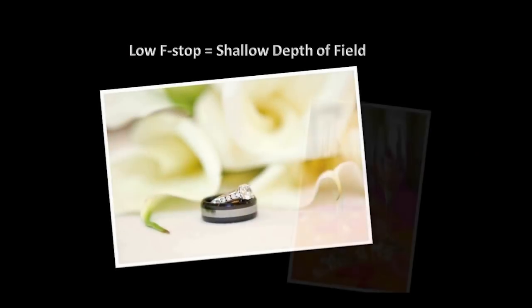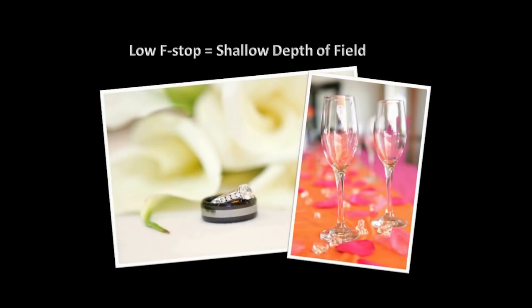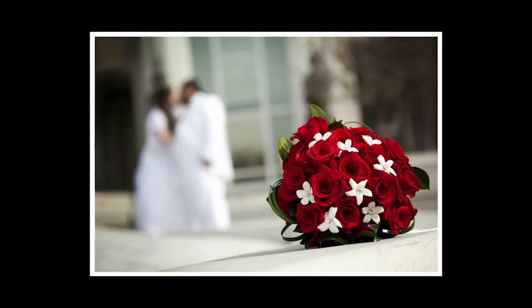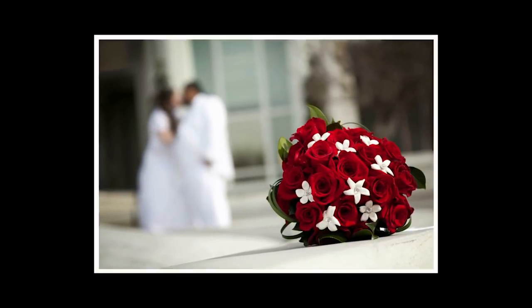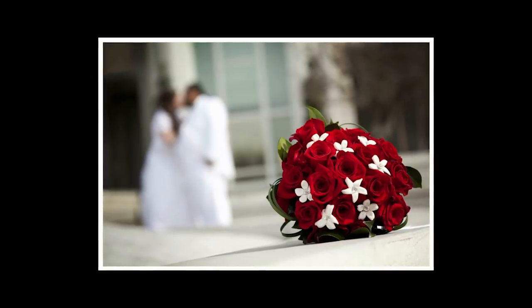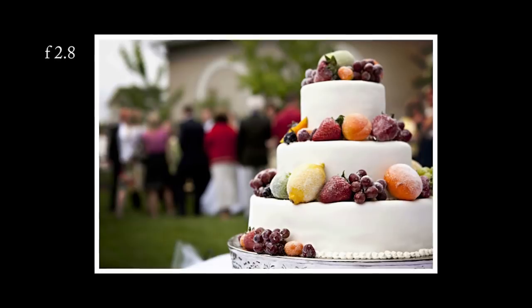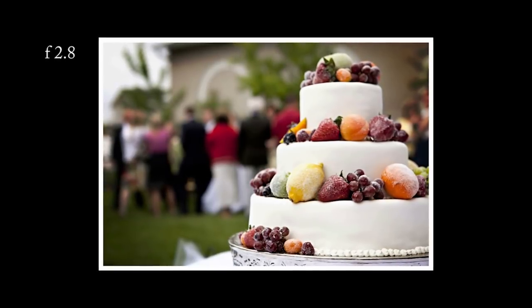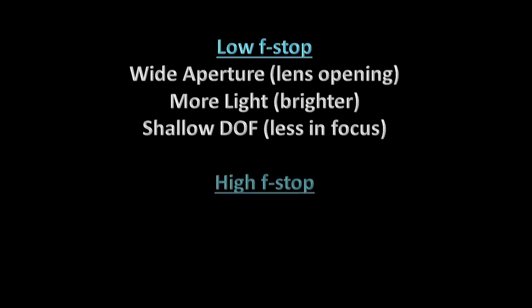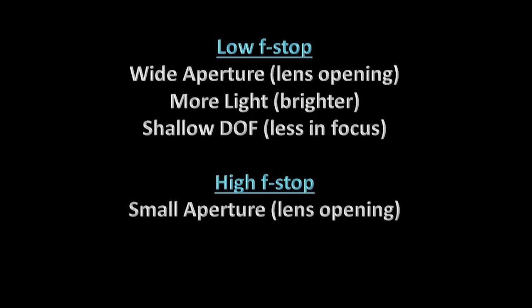But if you're going for that creamy, blurred background look that's popular in modern photography, you'll want to use a lower f-stop. This blurred background is referred to as bokeh and is accomplished by having an f-stop around 2.8 or lower so that only a small point of your depth of field is in focus. So just to recap, a lower f-stop is a wider aperture, letting in more light, and gives you a shallow depth of field.